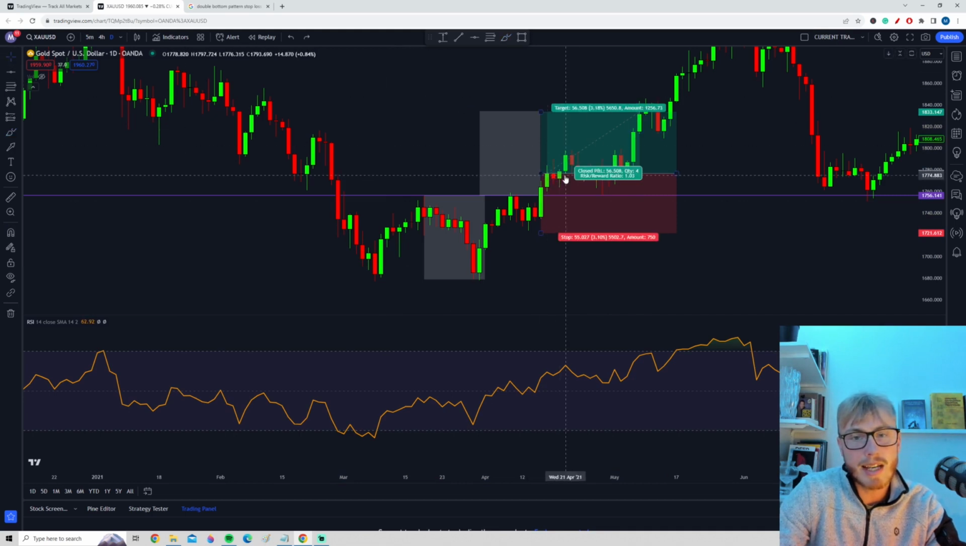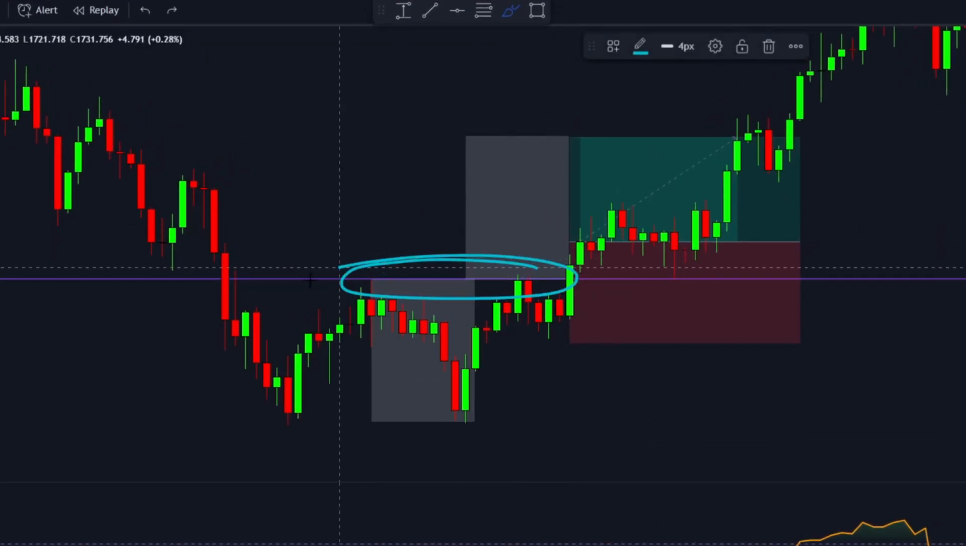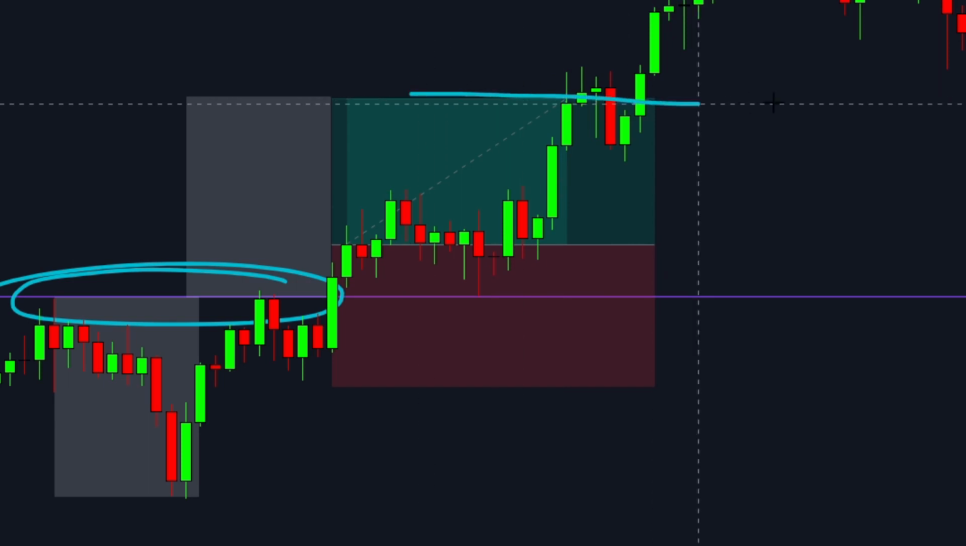So in this case, we actually have closer to a 1-to-1 risk to reward ratio. And as you can see, in this case, it took quite some time. The price actually went down and tested this previous resistance as support, but after a few more candles, we went up here and we reached our profit target.